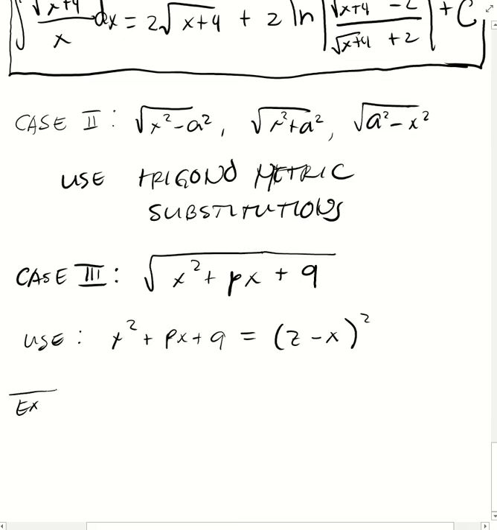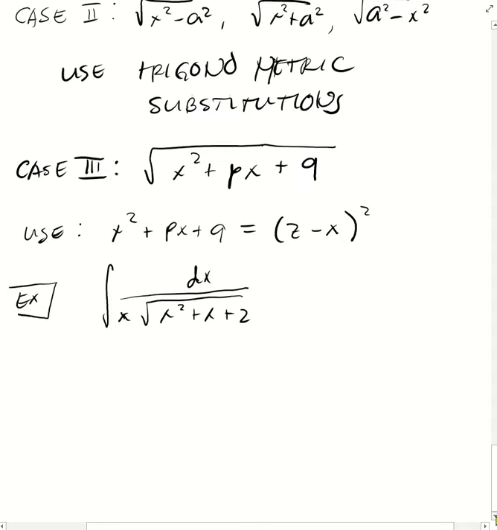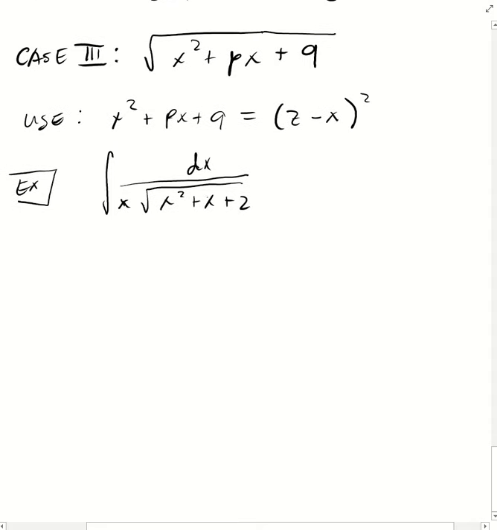Now let's take an example to illustrate this one. The integral of dx over x times the square root of x squared plus x plus 2. So the radicand contains a quadratic expression that is not in the form of case 2. So this is under case 3. What will be our substitution? So x squared plus x plus 2 will be equal to z minus x, all squared.